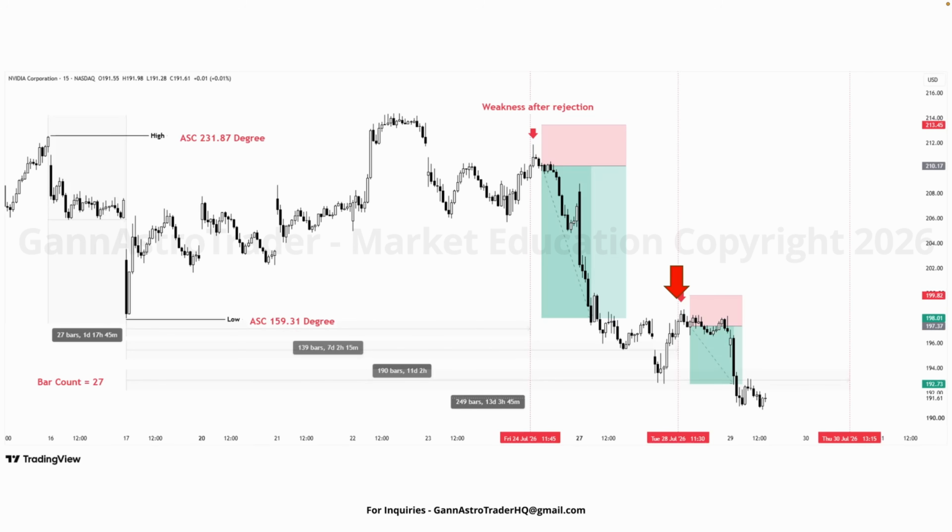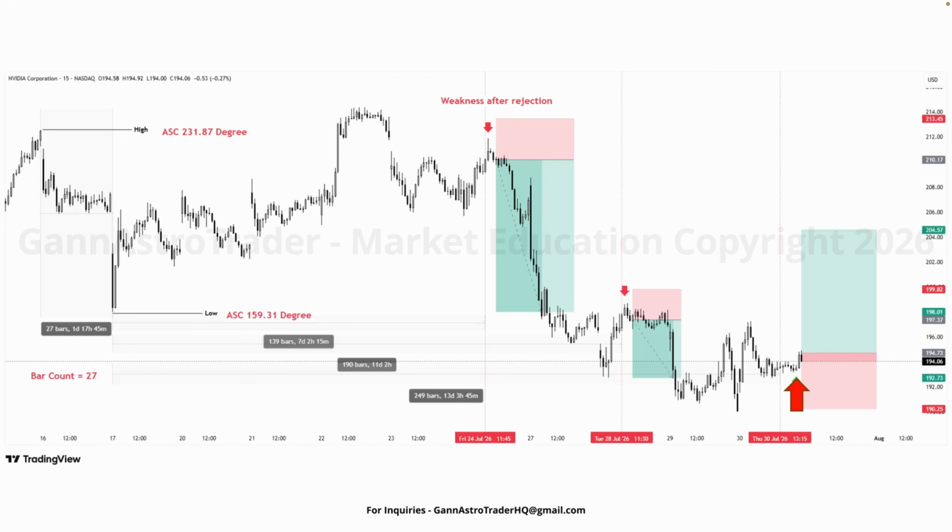Let's continue moving forward. After the reaction around the second projected window, NVIDIA once again begins to weaken. Price initially holds around the area, but the selling pressure eventually takes over and the market moves lower. Now we arrive at our third and final projection. The Gann Square of 9 gives us approximately 249 bars, corresponding to Thursday, July 30th, at approximately 1:15 p.m.